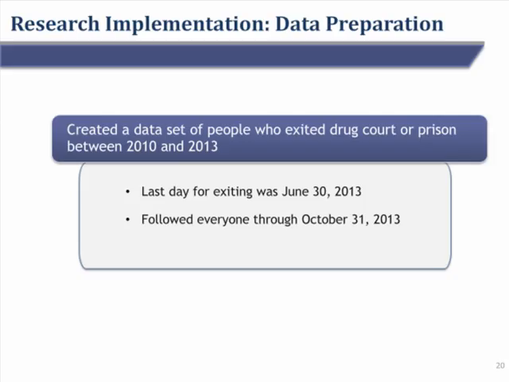We used the data from these offices to create a pool of drug court participants and a pool of potential comparison group members. The data included people who exited prison or drug court between 2010 and 2013. We limited our analysis to people who exited by June 30th of 2013, and we had conviction data going out to the end of October of 2013. So for everyone in the study, we had a minimum of at least 4 months of exposure time.